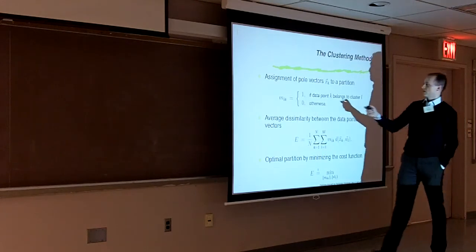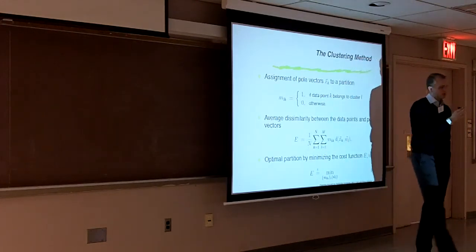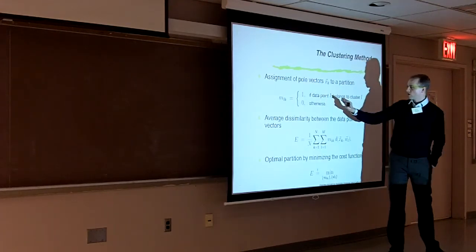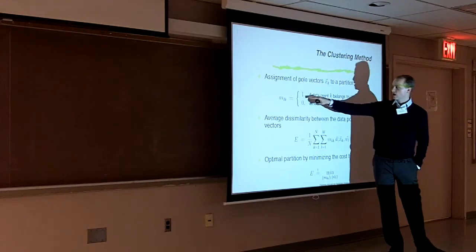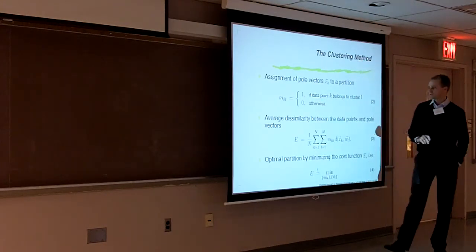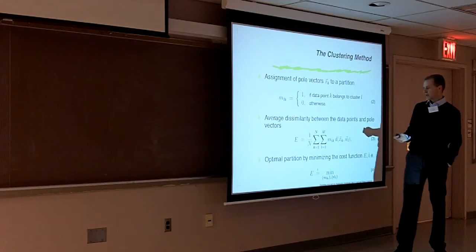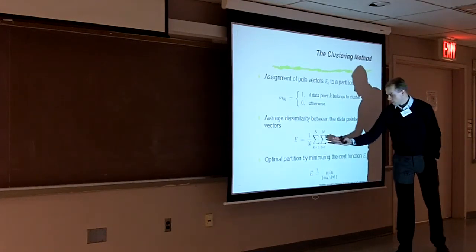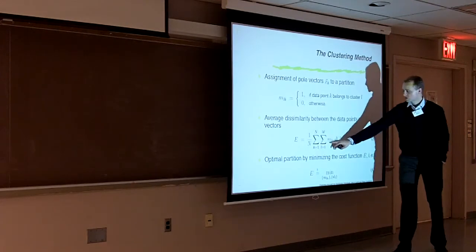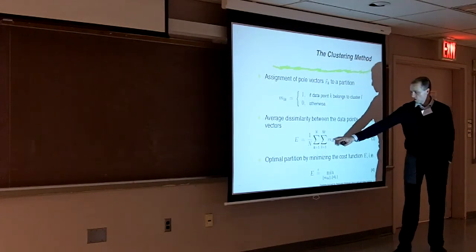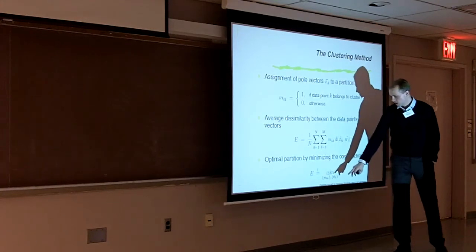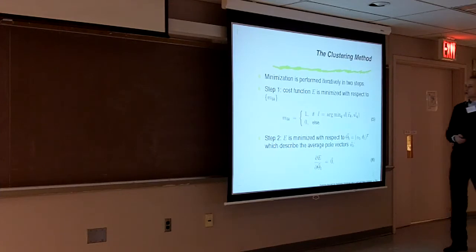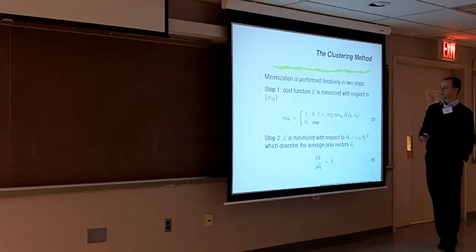We basically say we assign a pole vector, and this is now extremely simplistic. We say a certain pole vector or a certain data point belongs to a cluster with a 1 and does not belong to it with a 0. So it's a hard clustering algorithm basically. And then we want to minimize this cost function, the distance as a function with respect to the assignment over all data points over all clusters, and this has to be minimized, as I said. So the minimization is performed iteratively in two steps.